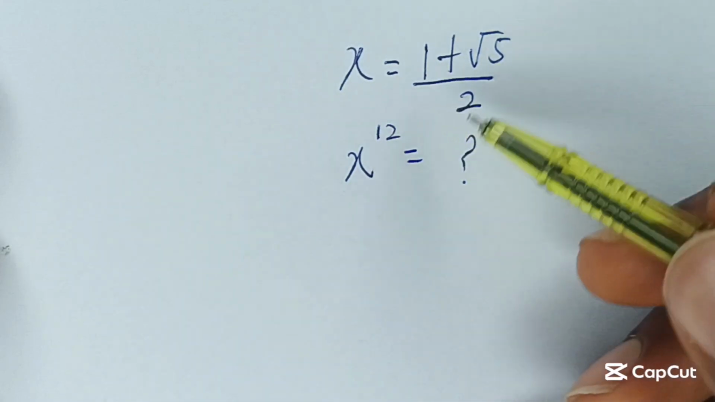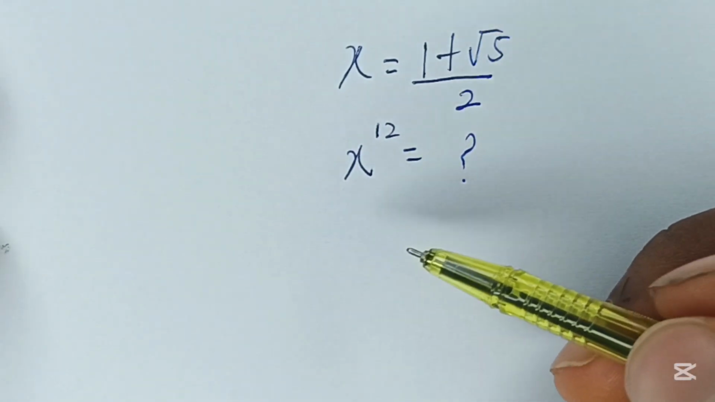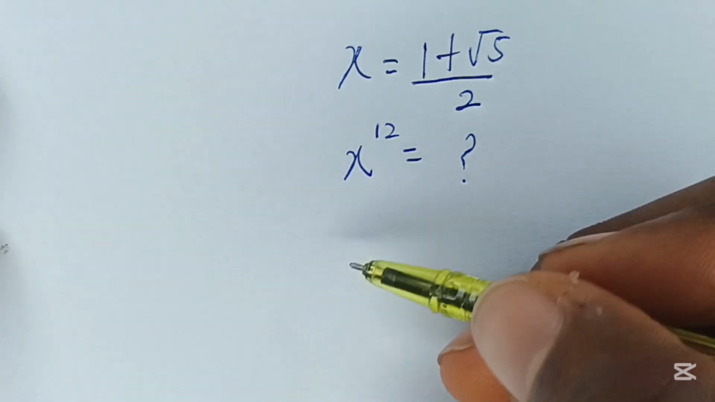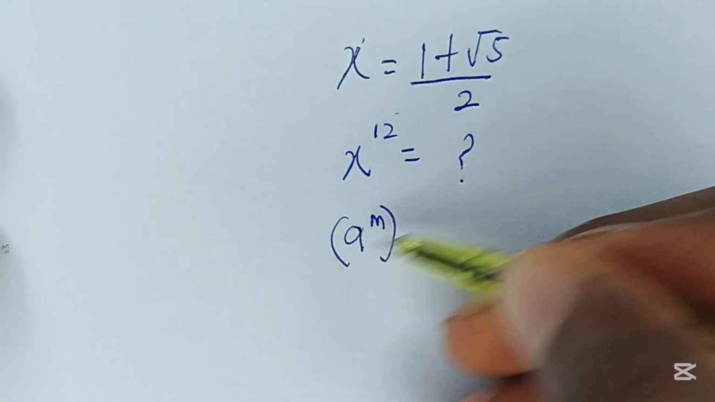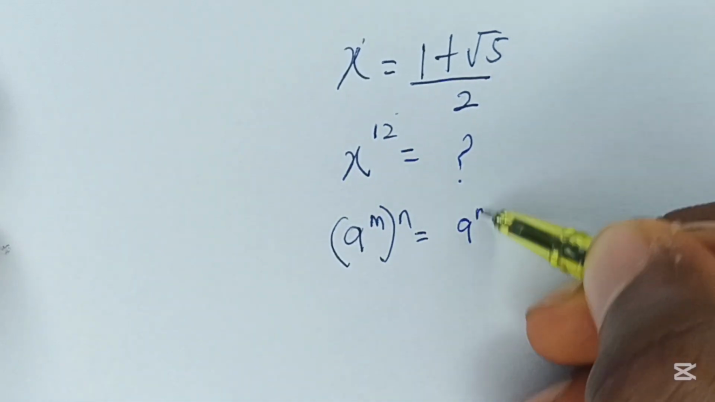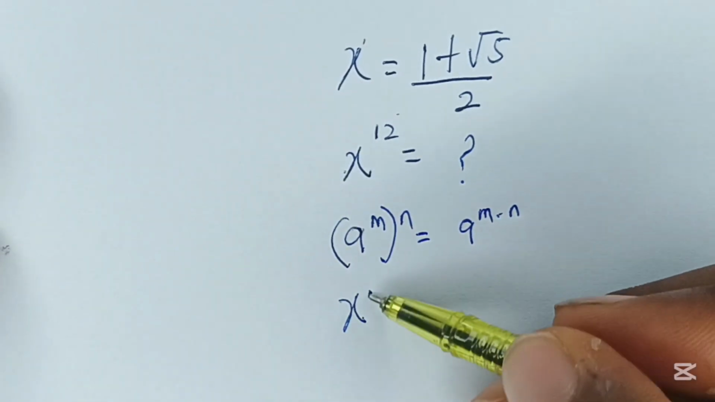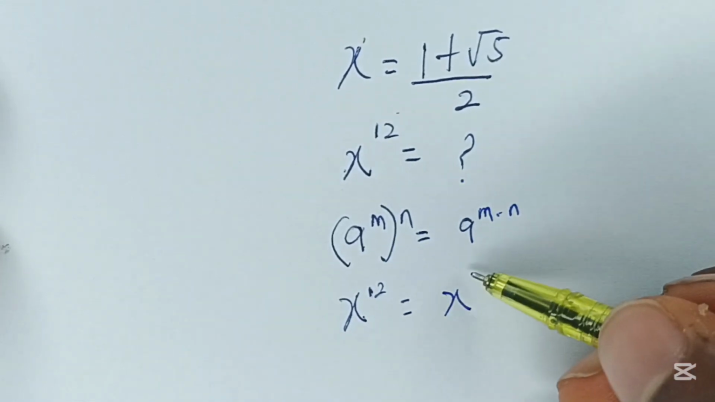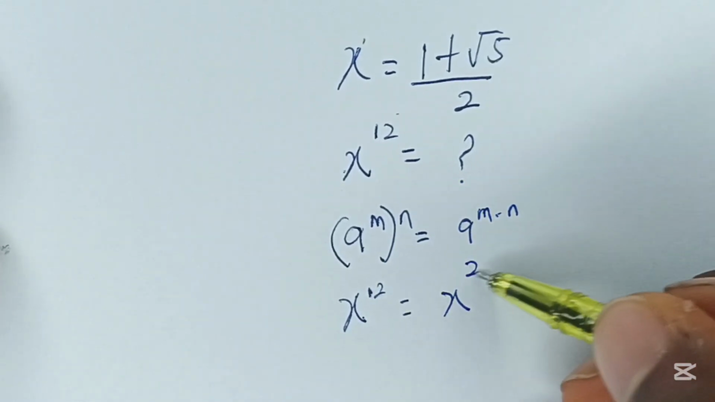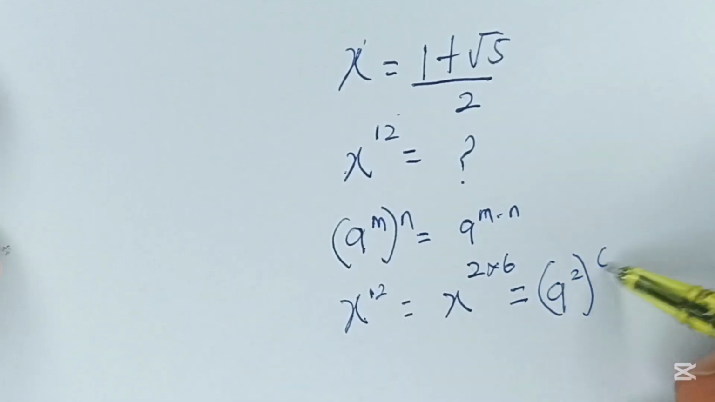x is equal to (1 plus root 5) all over 2, and you're required to find x raised to the power 12. Now this is how we will do this. Recall that (a raised to the power m) raised to the power n is equal to a raised to the power m multiplied by n. Hence, x raised to the power 12 can be equal to x raised to the power 2 multiplied by 6, which is equal to (x raised to the power 2) raised to the power of 6.